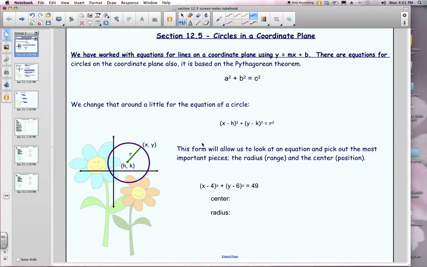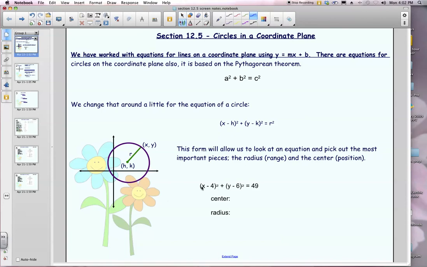Okay, the x and y stand for all the x and y coordinates that are on the circle, so they will stay as part of the formula. H and k stand for the x and y coordinates of the center. We use h and k just to denote that those are specific to the center and not just any x and y point on the coordinate grid. So the formula is x minus h, quantity squared, plus y minus k, quantity squared, equals the radius squared. That's the standard form of the equation for a circle. It allows us to pick out those two most important pieces, the radius and the center.